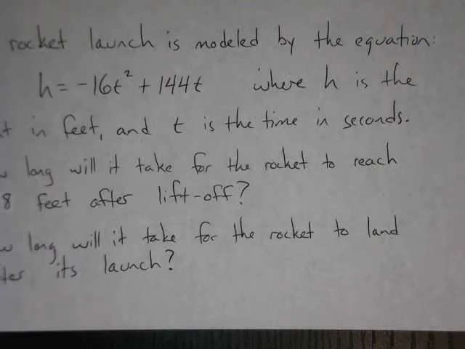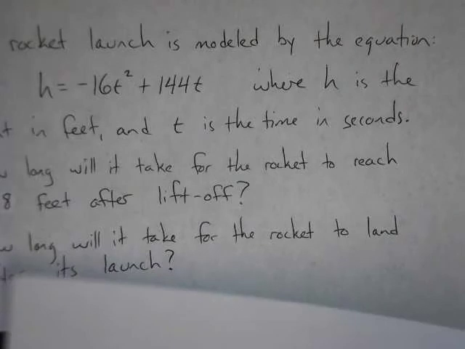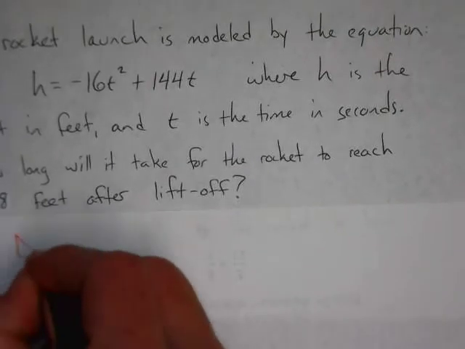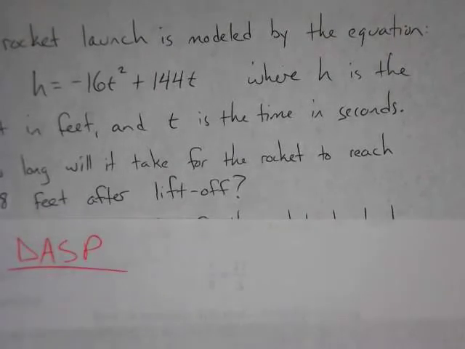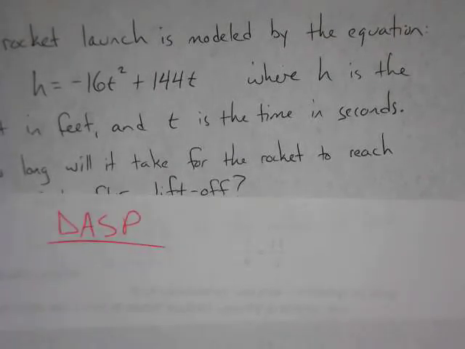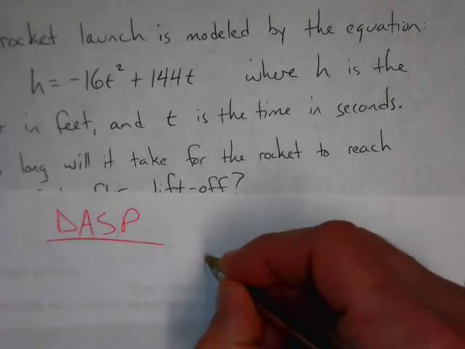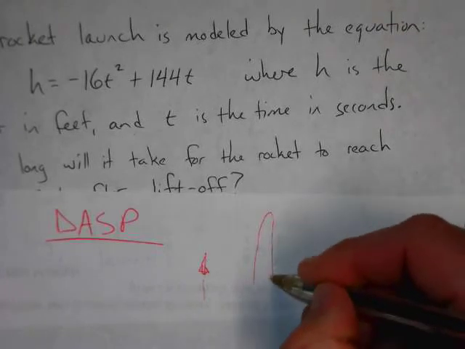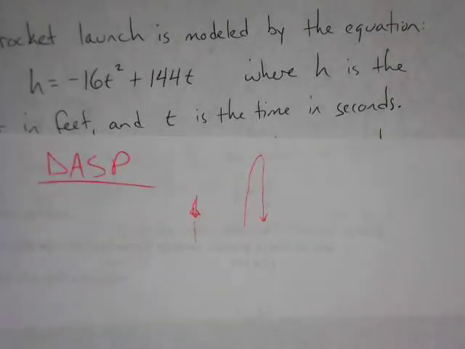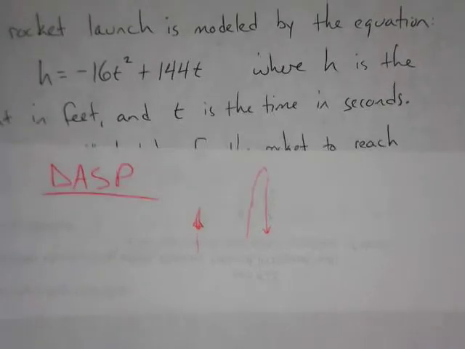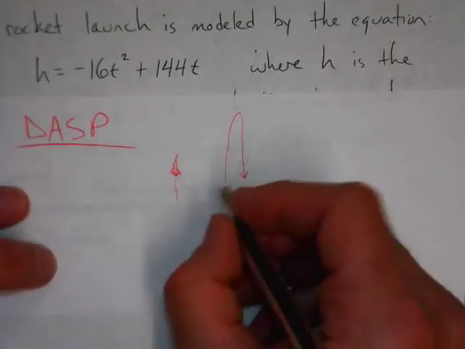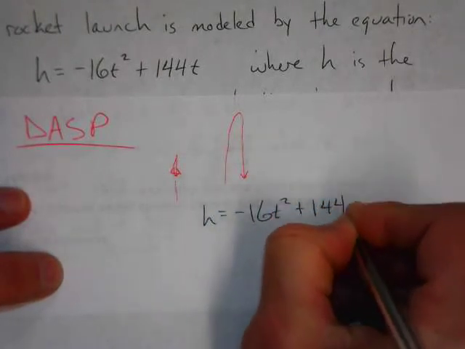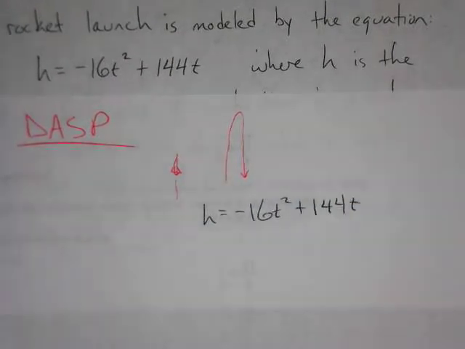Okay. So in number 6a, we've got something interesting. First of all, it's a rocket. And what we want to do is draw a picture. What's happening? A rocket lifts off, right? And what's going to happen? The rocket goes up and then comes back down, right? That's what's happening. You have to understand that's what's going on. And it is modeled by the equation h is equal to negative 16t squared plus 144t. All right, so that's the model.